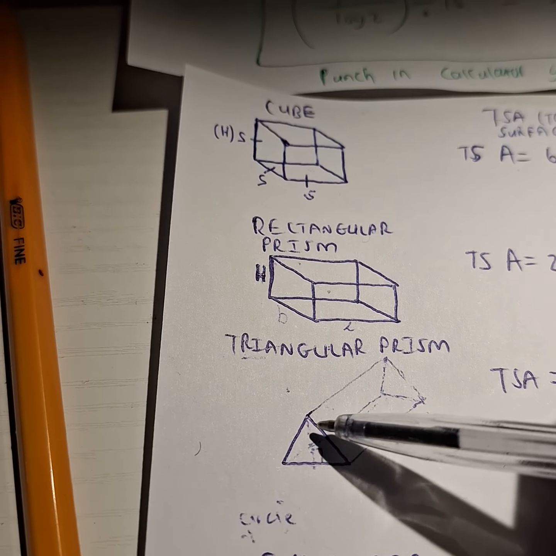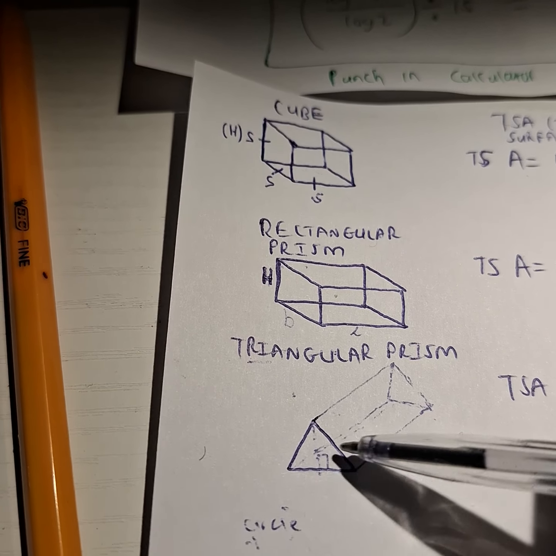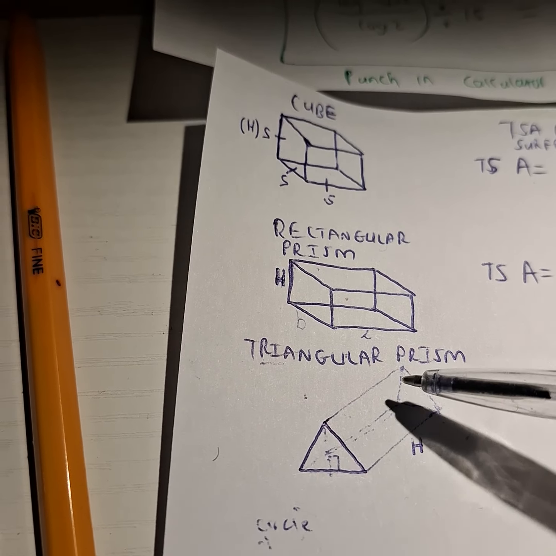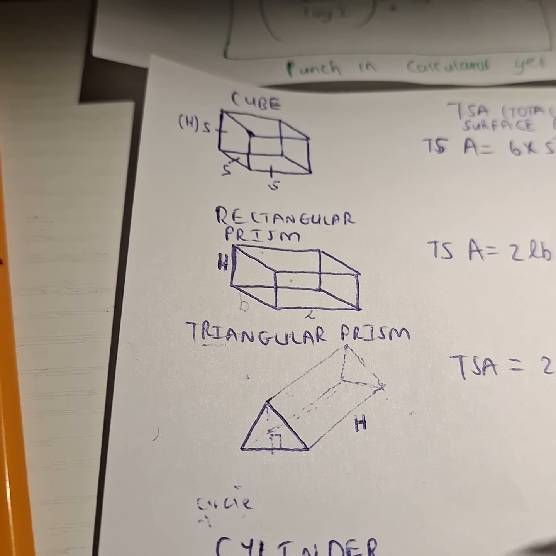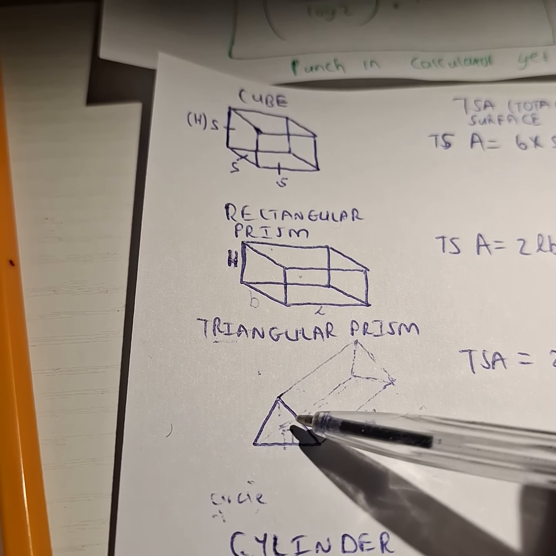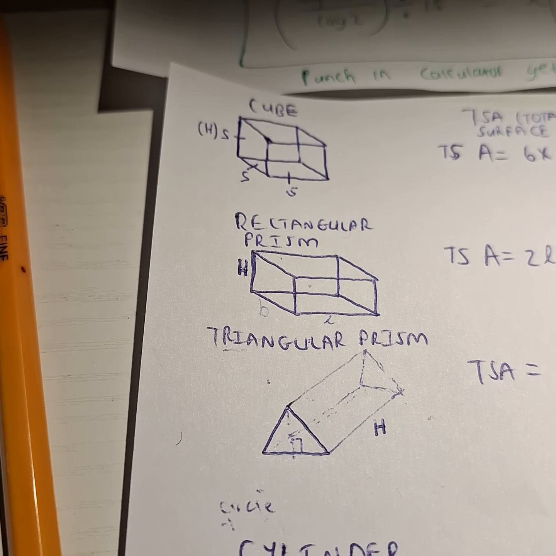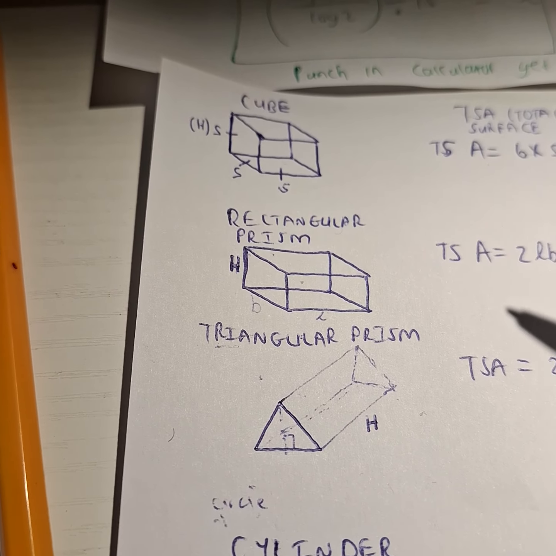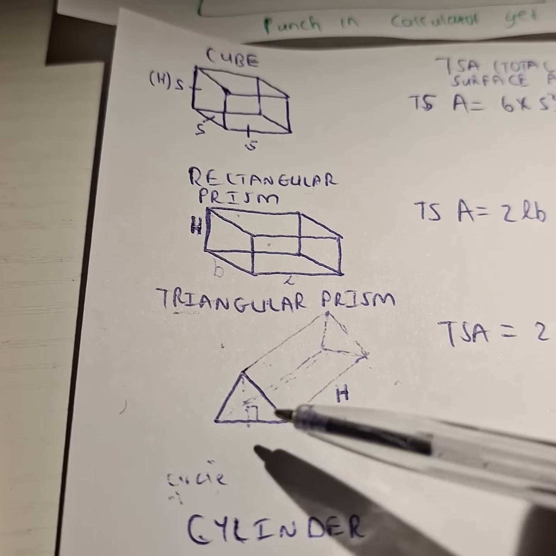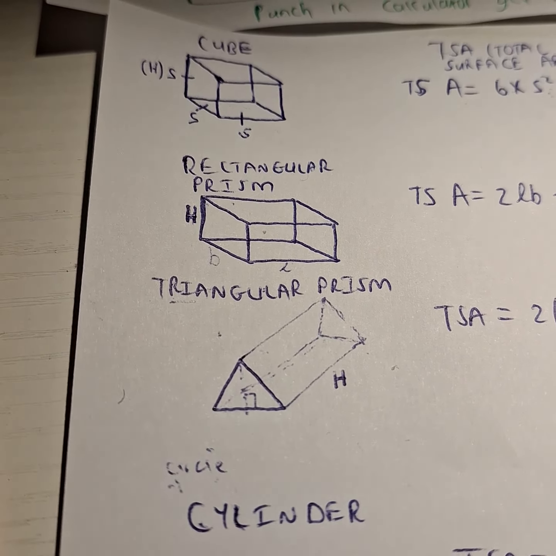But if the sides of the triangle are not equal, then it means the rectangles will not be the same. But if you have 2 sides of the triangle equal, then it means 2 of the rectangles will be the same, 1 will not be the same. So these are things you need to look at when you are calculating the total surface area.